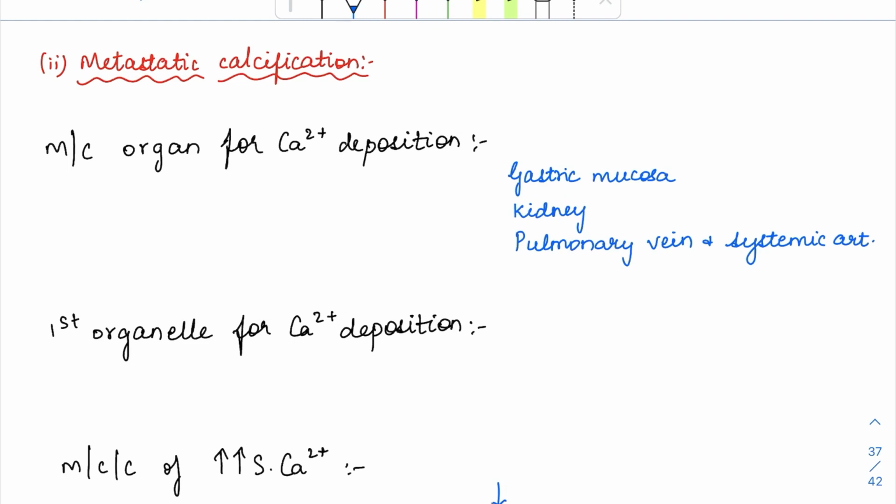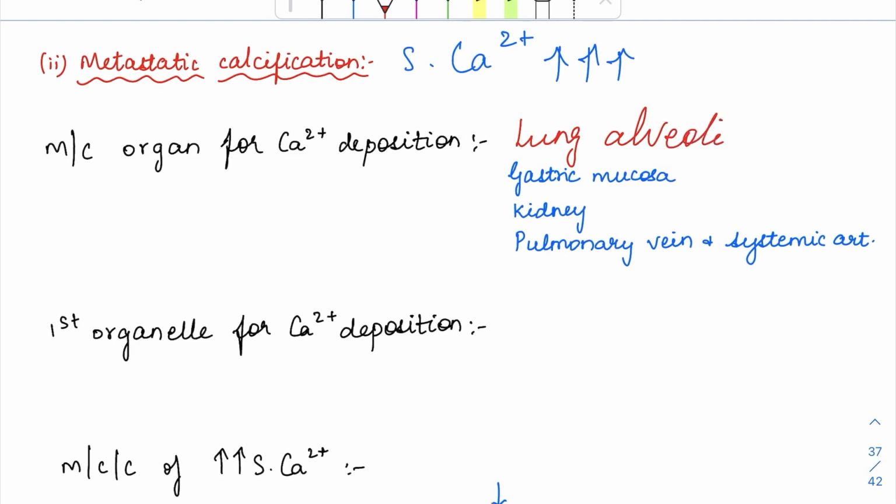Next will be metastatic calcification. Metastatic calcification, here the calcium deposition is going to be in normal tissues, but here the calcium levels will be elevated. Serum calcium levels will be elevated. So, what is the most common organ in which the calcium is going to deposit? Most common tissue basically, the lung alveoli. The lung alveoli is the most common tissue in which metastatic calcification takes place.